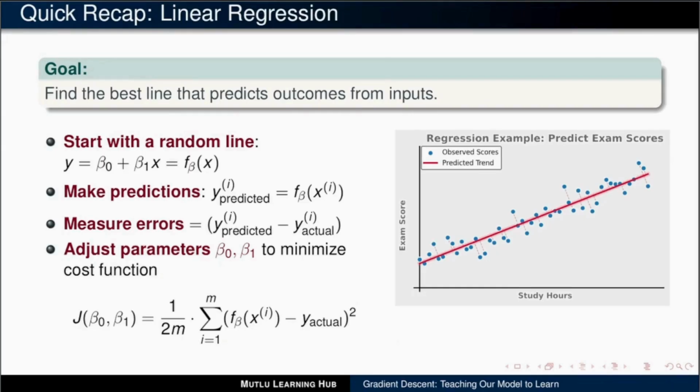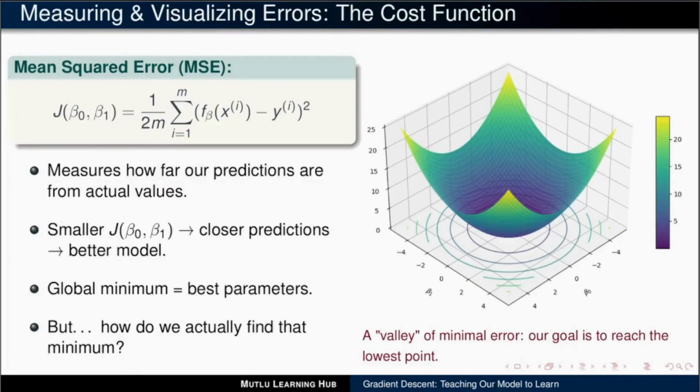Squaring ensures we only get positive contributions and penalizes large errors more strongly. Mean squared error measures how far our predictions are from actual values. Smaller values mean our model is making better predictions. For linear regression, this cost function is convex, which means it forms a smooth, ball-shaped surface like this.